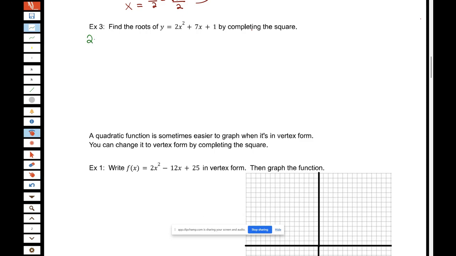All right, so 2x squared plus 7x equals -1. I'm going to move that to the other side. Going to take out my GCF of 2 out of those terms. So I have 2 times x squared plus 7/2 x equals -1. I'm going to add b over 2 squared.